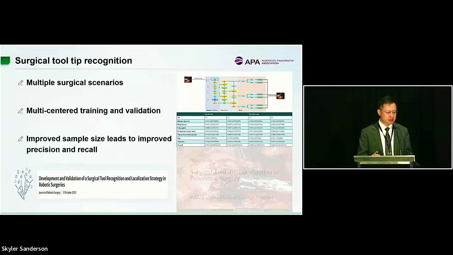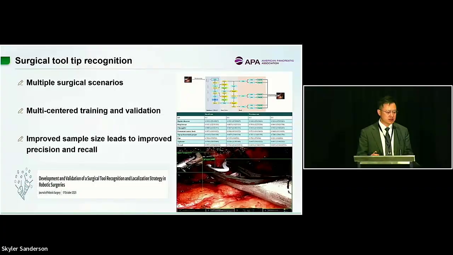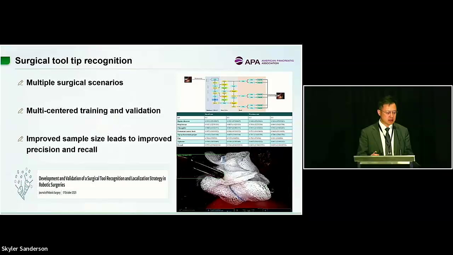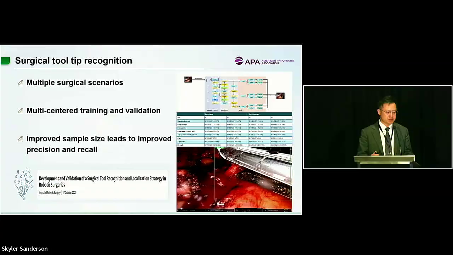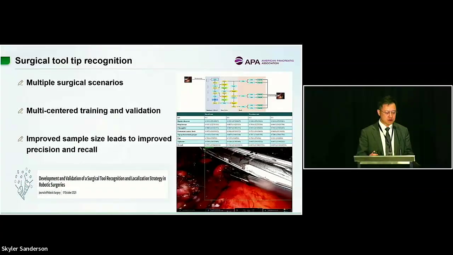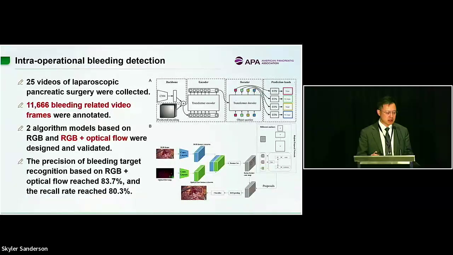The second one would be the surgical tool tip recognition. The structure and then the instruments. We use multi-surgical scenarios and a multiple-center training and validation data set to improve the sample size and improve the precision and recall rate. You can see all the instruments entering the human body. And this paper was just published last month.